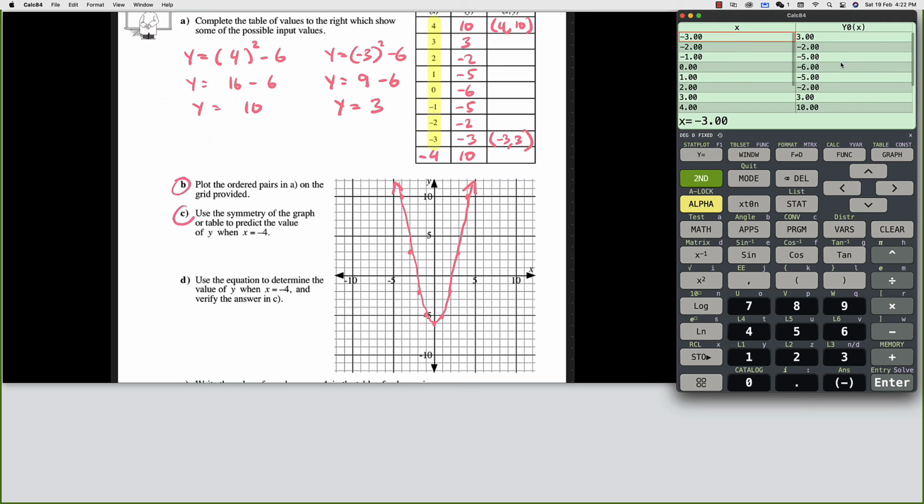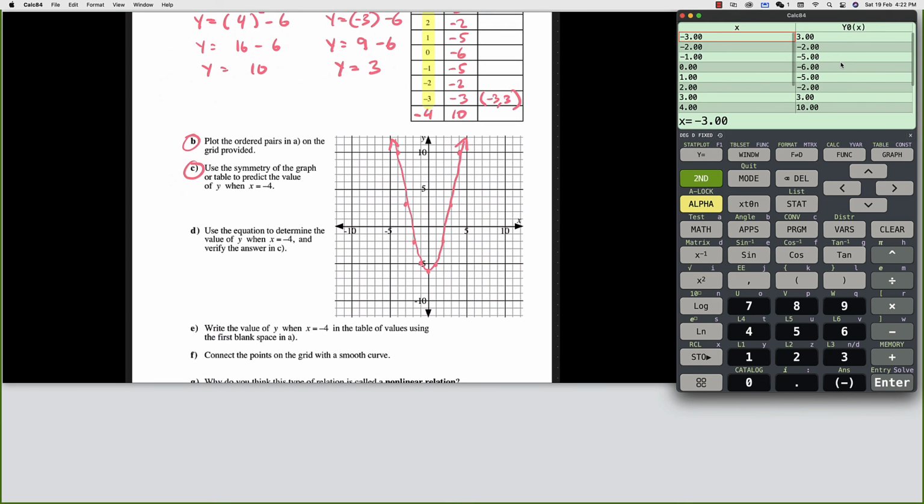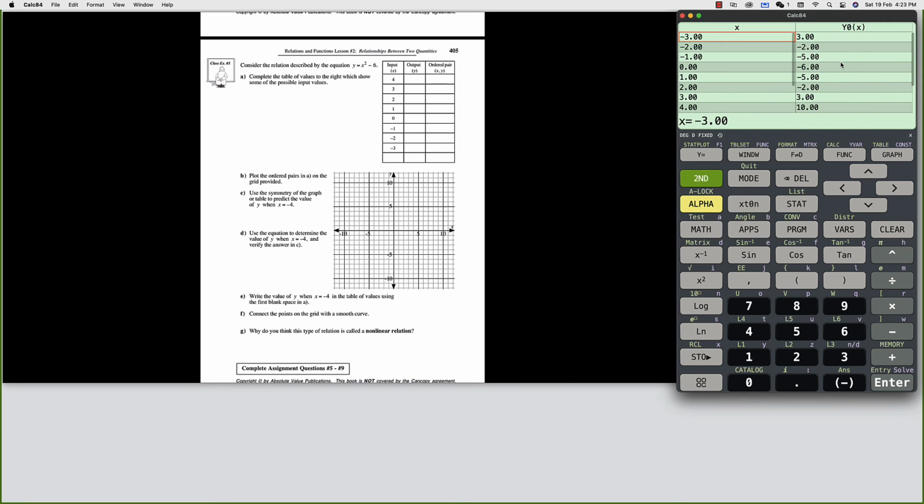Okay, yeah, this is a -4 right there. So we just did B, we did C, we jumped ahead and did that. Use the equation to determine the value of y when x is -4, just to verify it. So again, if I look at my equation, which is y equals bracket squared -6, it's a -4. -4 times -4 is 16 minus 6, which equals 10. Verified. Awesome. Done. We did this one. Connect the points with a smooth curve. That was smooth enough. And like we said, this is a non-linear relation. Okay, that's it for that.